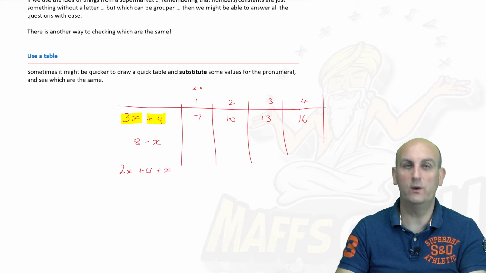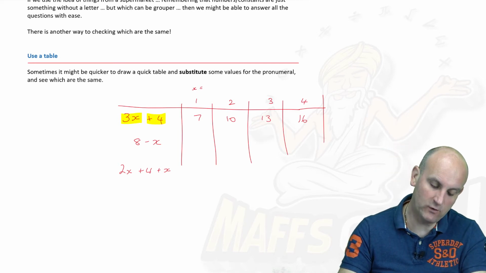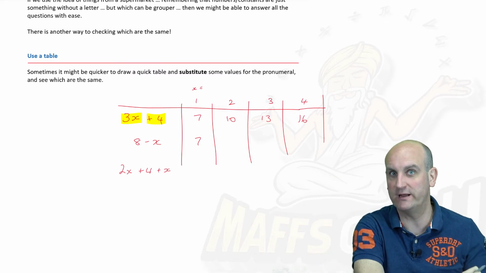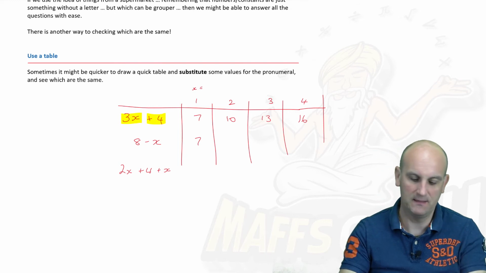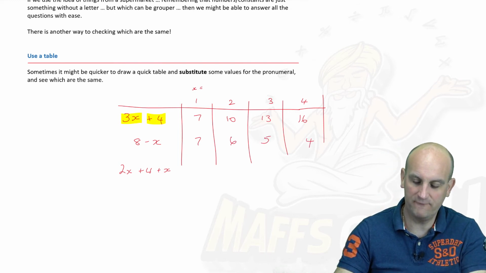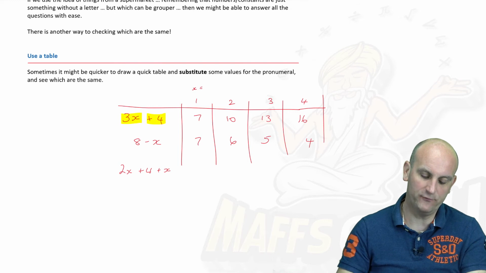Right, next one. We're now going to do 8 minus x. In this situation, first one, we've got 8 minus 1, which gives me 7. Well, they're the same. Yay, thank you very much. I found it. Tricked. All the numbers have to be the same. 8 minus 2 gives me 6, and then 5, and then 4. And I automatically can see there, it doesn't work.